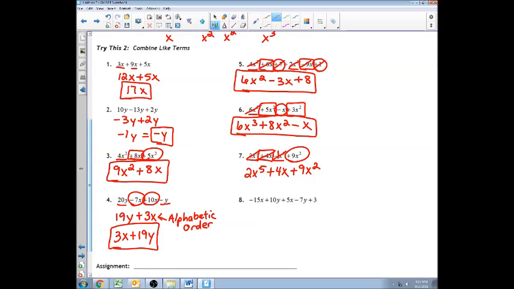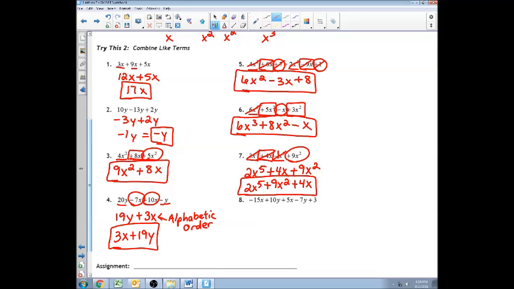Now, just like we talked about in problem number 4, when we want to write those in alphabetical order, when I do not have different variable letters, so they're all x's, but my exponents are different, I want to write this in descending exponent order. So I really want to write this as 2x to the 5th plus 9x squared plus 4x. This will come in handy later when we're looking at some graphing things, but it's just called standard form. You write it in descending order. That is known as standard form.